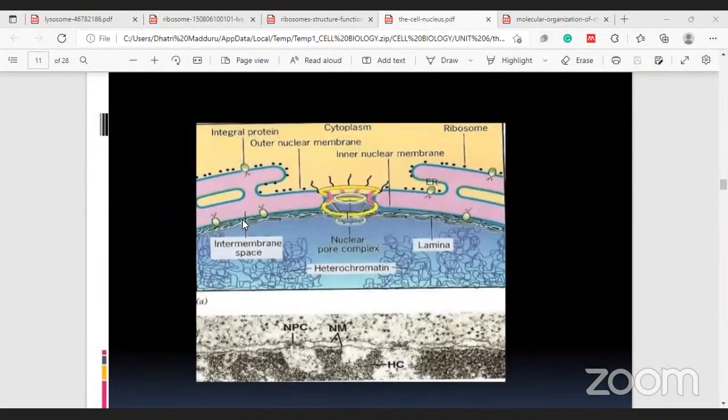So this is how it looks. This is the nucleus, the bottom blue one. This is the nuclear pore complex. This is the lamina, intermembrane space. This is the outer membrane, and this is the inner membrane. The outer membrane is studded with ribosomes here, and the endoplasmic reticulum is present here. This perinuclear space is in continuation with the lumen of the rough endoplasmic reticulum.